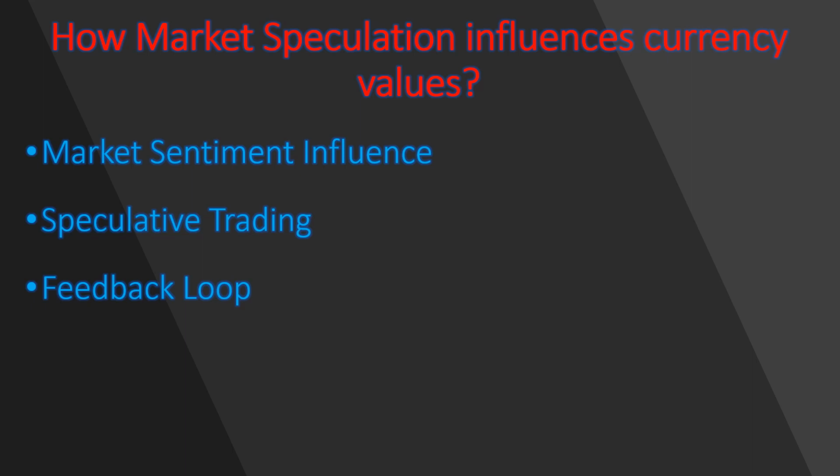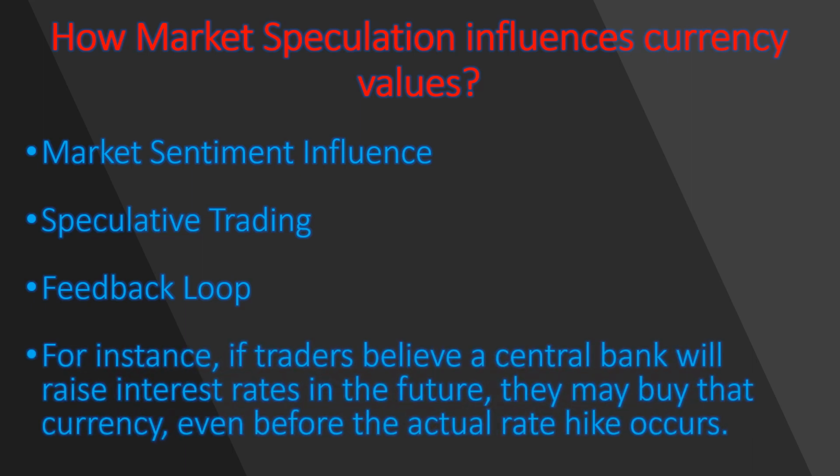Feedback loop. Speculative trading and market sentiment can create a feedback loop where positive sentiment can lead to buying, driving up currency values, while negative sentiment can lead to selling, causing depreciation. This feedback loop can sometimes result in exaggerated price swings. For example, if traders believe a central bank will raise interest rates, they may buy that currency even before the actual rate hike occurs.